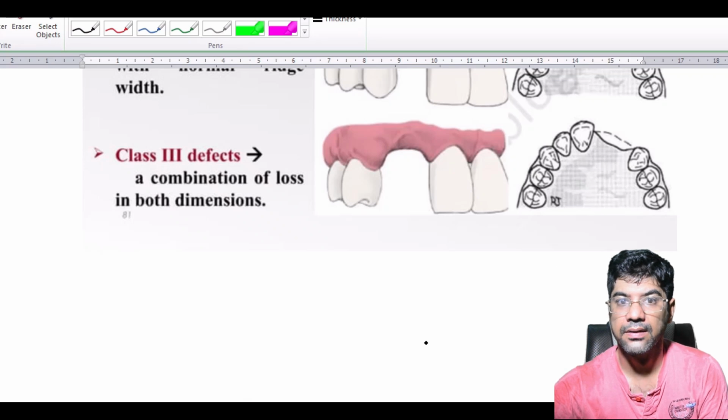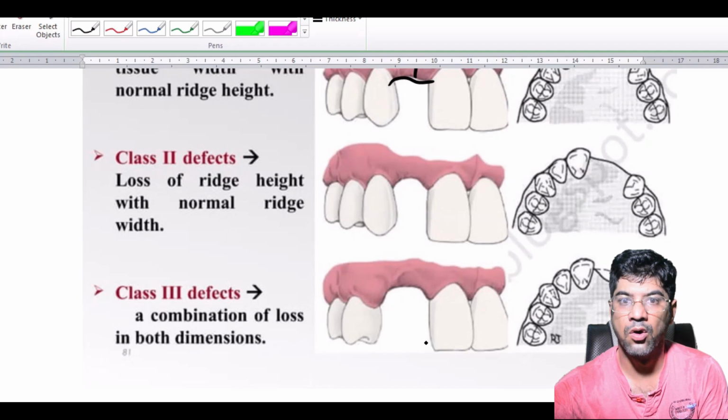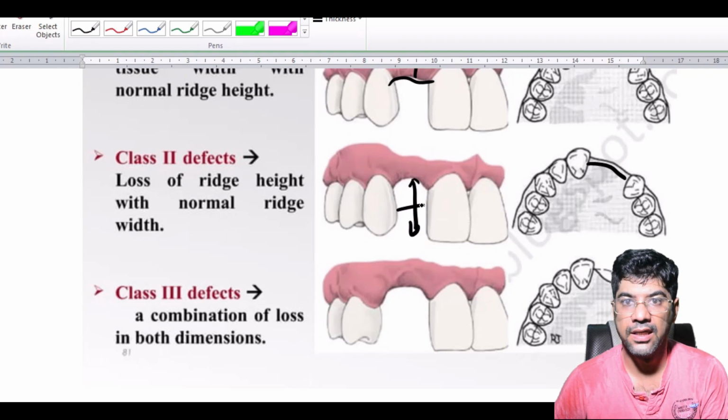Class 2 defect, when there is loss of ridge height with normal ridge width. This defect involves vertical tissue loss resulting in reduction of ridge height, while the buccolingual width remains intact. The loss of height can lead to unsightly black triangles and difficulty in achieving an ideal emergence profile for the pontic. The class 3 defect is the combination of the losses of the ridge height and width.